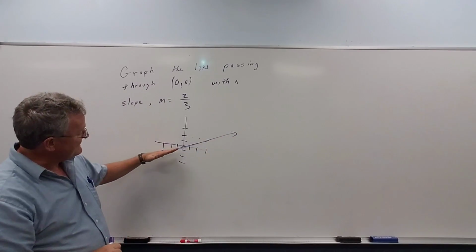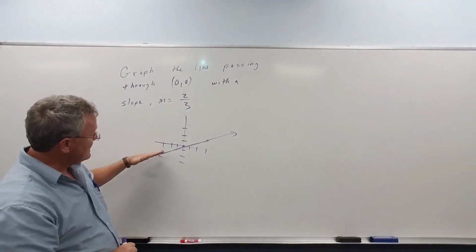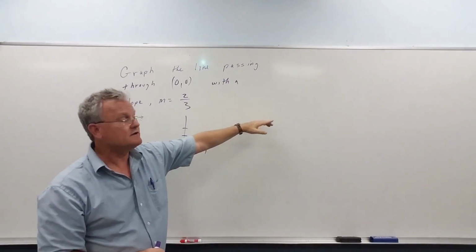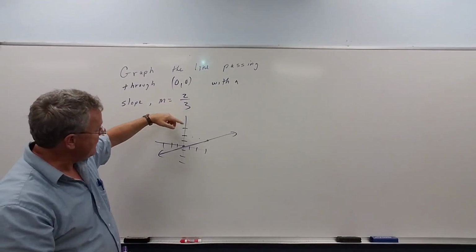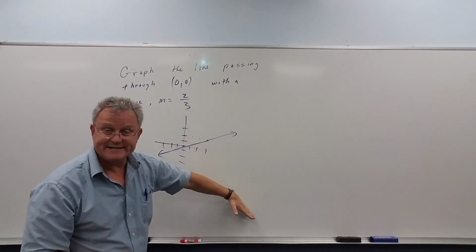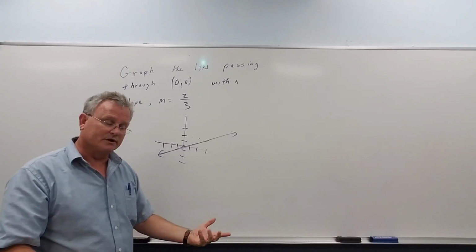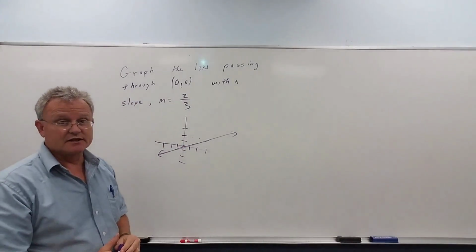Now notice, this makes sense. We would expect the line to rise to the right because it's a positive slope. When we had -1/2, notice the graph went down to the right. That's what we would expect because that was a negative slope.